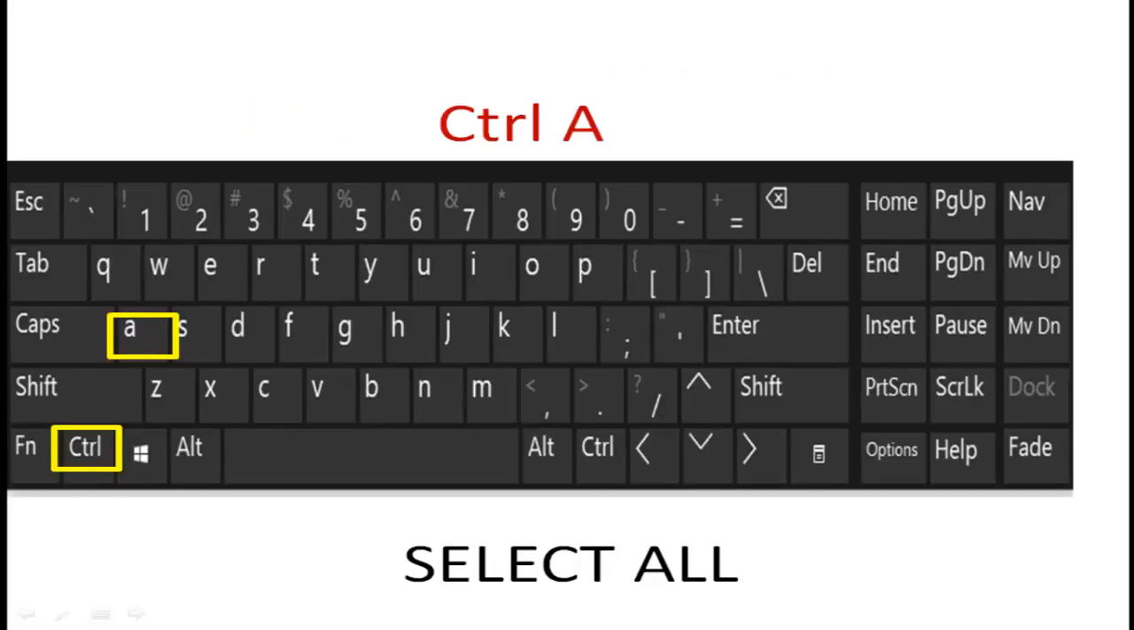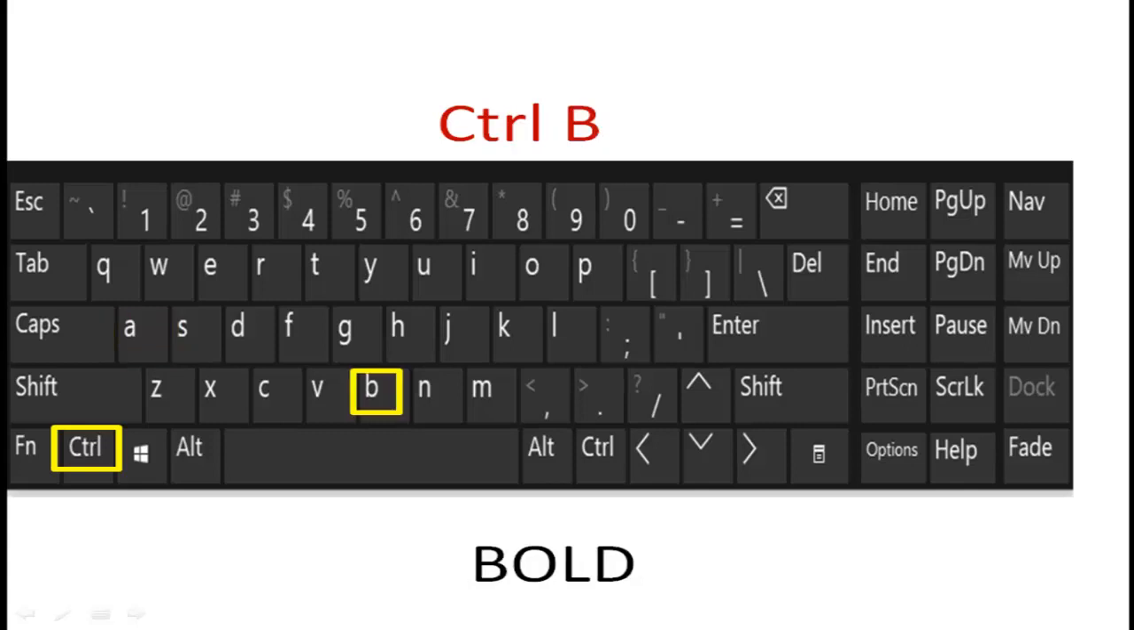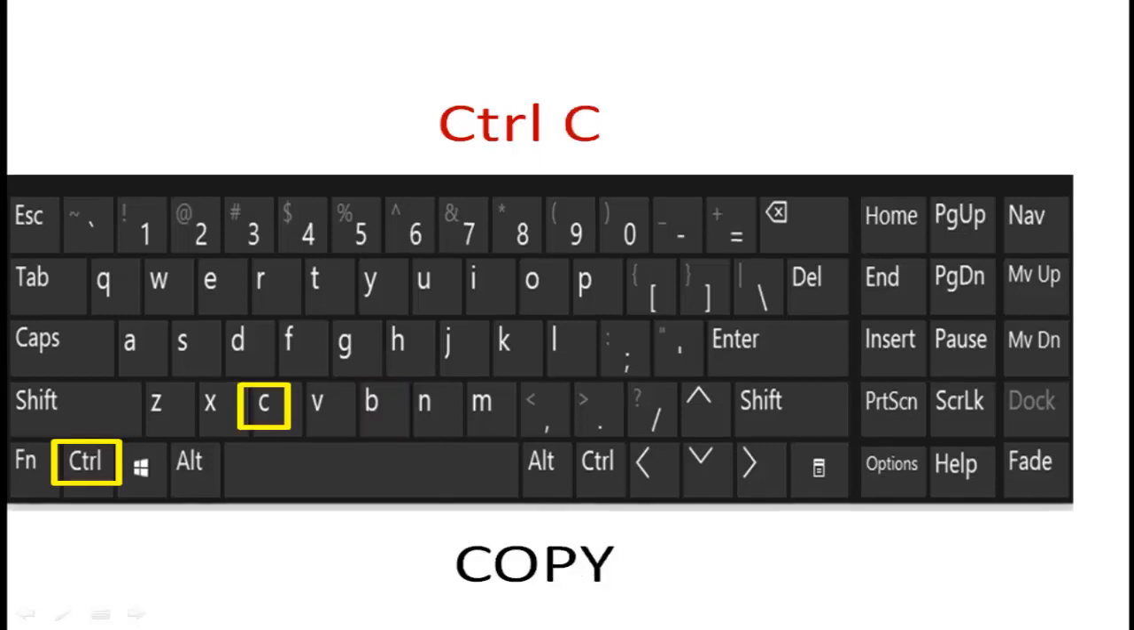Control A. Control A is a shortcut key to select all contents of the page. Control B. Control B is a keyboard shortcut which bolds the selected text. It is a toggle key which bolds the text on and off. Control C. Control C is a shortcut key to copy the selected content of the page.